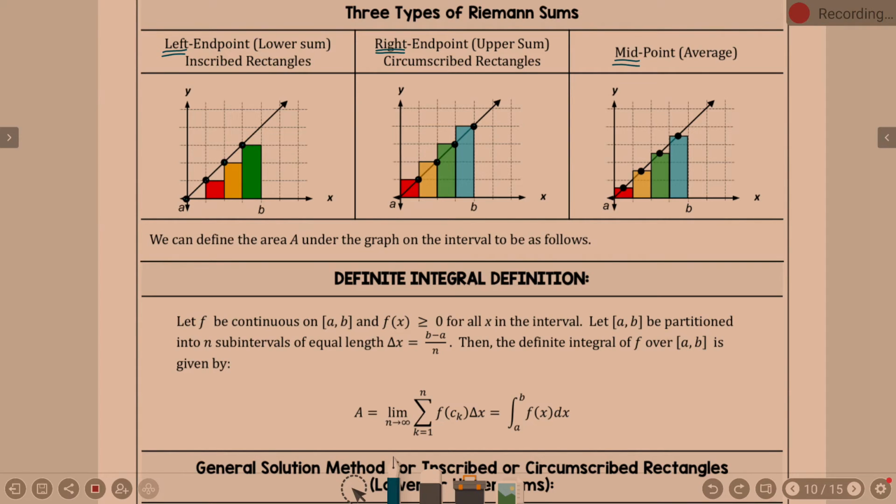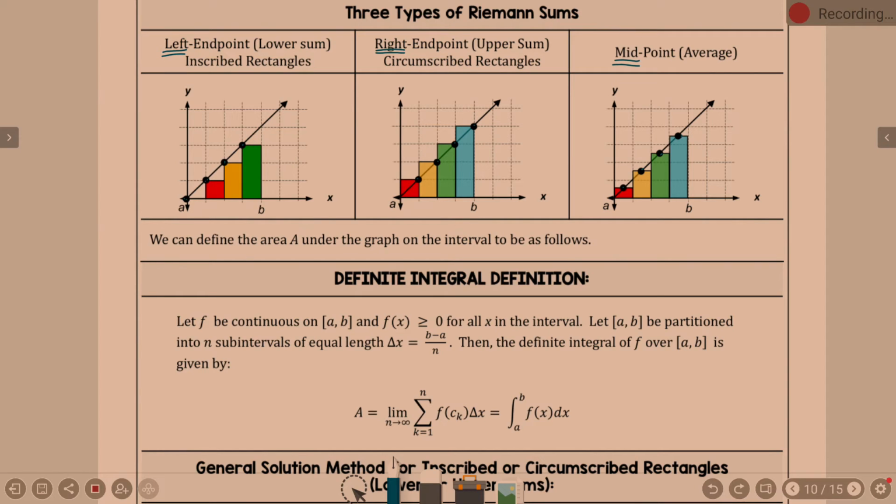Notice, where does my rectangle touch the curve? In the middle of the rectangle. Okay, so a little more challenging there, but those are the 3 different types. There's a picture for reference. We will work to understand that a little bit better. Okay.